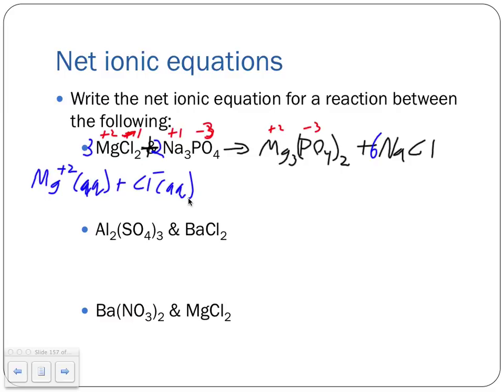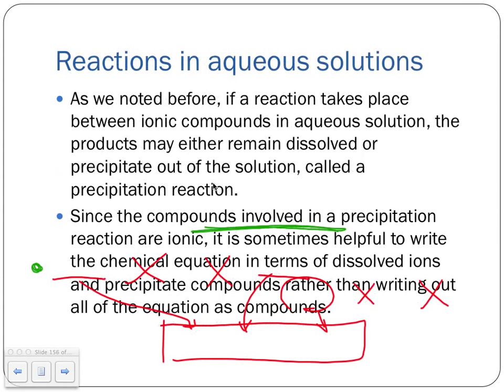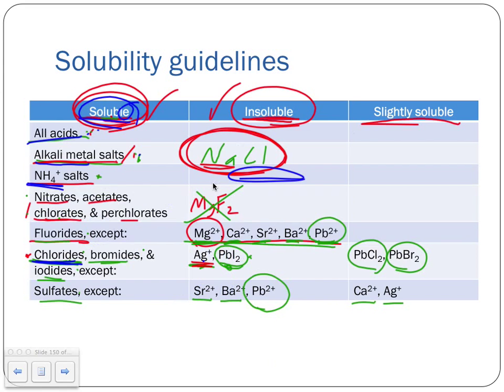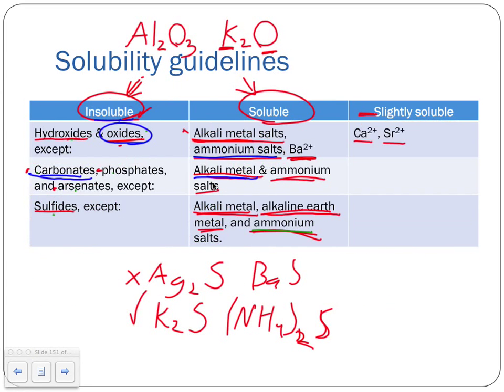Next, to write the total ionic equation, we look at Na3PO4. That's sodium phosphate. Once again, looking all the way back, does phosphate show up here? Phosphates is right here. It tells us that phosphates are insoluble, but it depends on whether the cation is an alkali metal or ammonium. And sodium is an alkali metal, so it is going to be soluble.